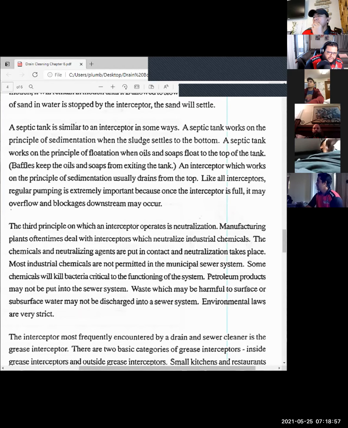The third principle on which an interceptor operates is neutralization. Manufacturing plants often deal with interceptors which neutralize industrial chemicals. Chemicals and neutralizing agents are put in contact and neutralization takes place. Most industrial chemicals are not permitted in municipal sewer systems. Some chemicals will kill bacteria critical to the functioning of the system. Petroleum products may not be put into the sewer system. Waste which may be harmful to surface or subsurface water may not be discharged into the sewer system. Environmental laws are very strict.